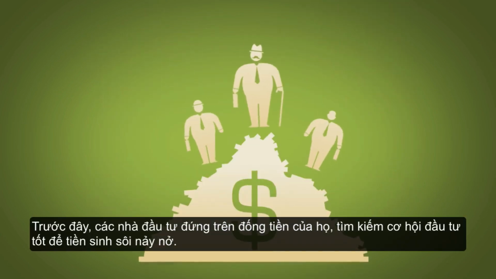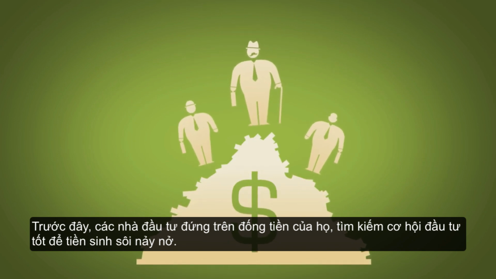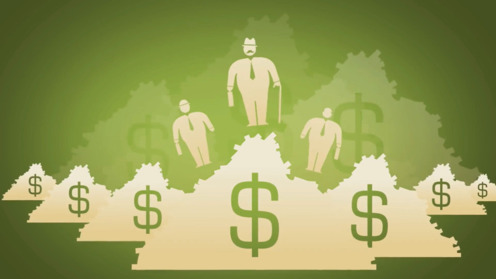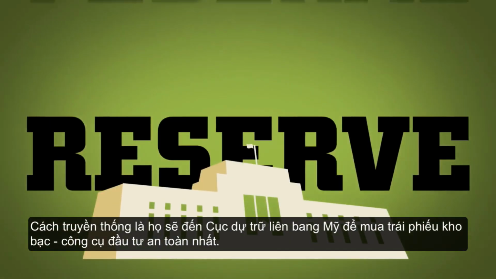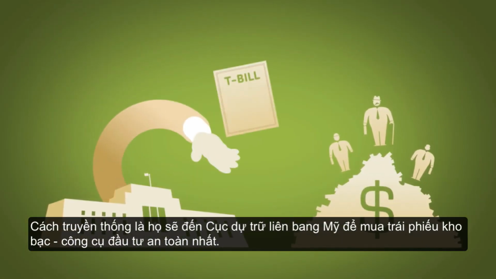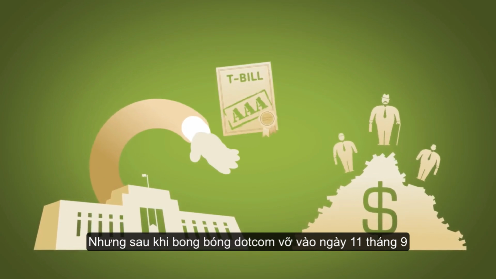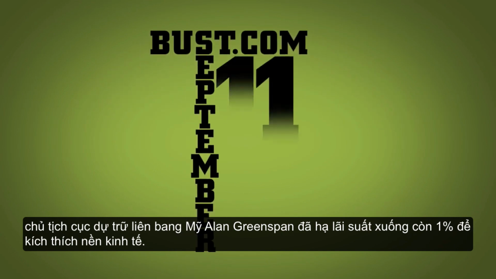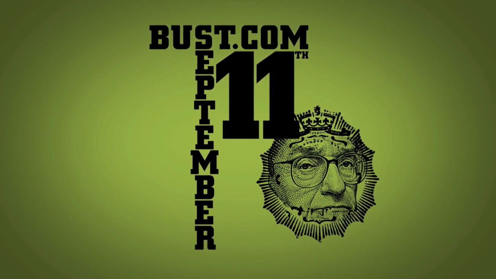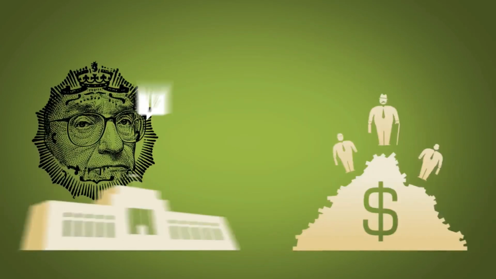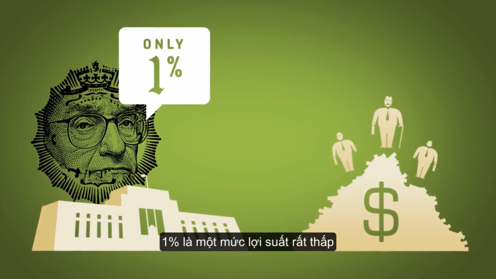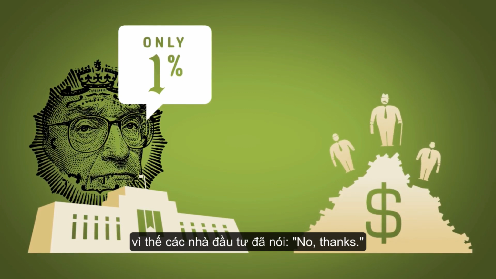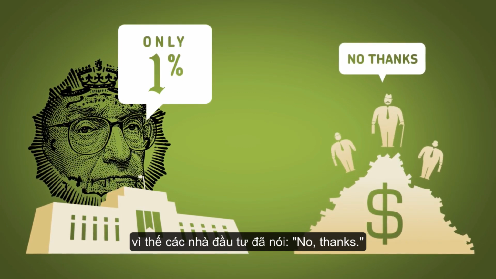Years ago, the investors are sitting on their pile of money, looking for a good investment to turn into more money. Traditionally, they go to the U.S. Federal Reserve, where they buy Treasury bills, believed to be the safest investment. But in the wake of the dot-com bust and September 11th, Federal Reserve Chairman Alan Greenspan lowers interest rates to only 1% to keep the economy strong. 1% is a very low return on investment, so the investors say, no thanks.